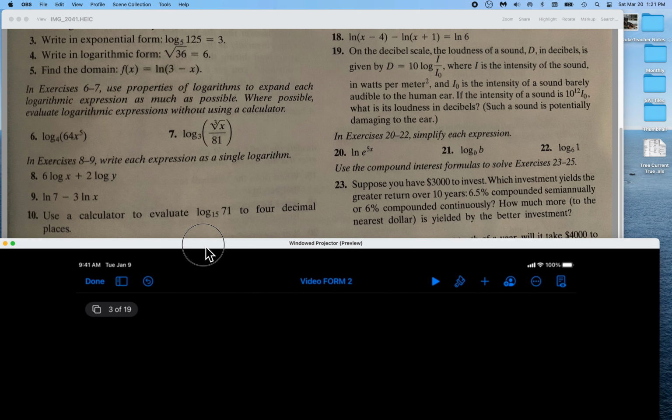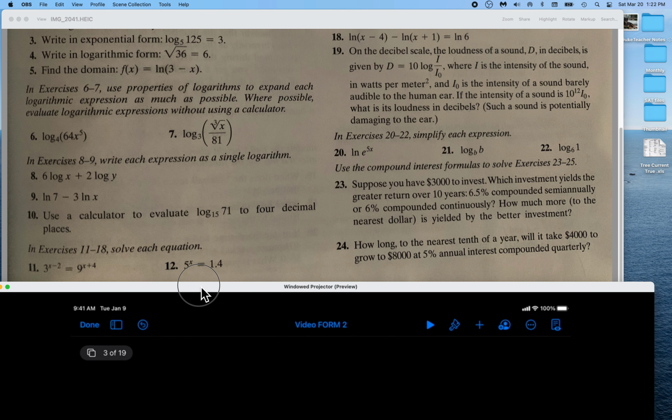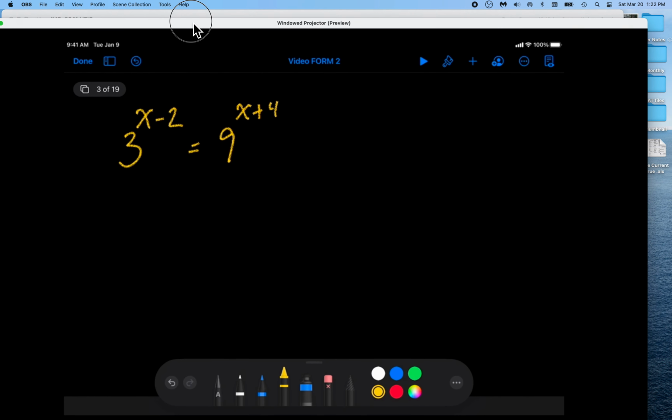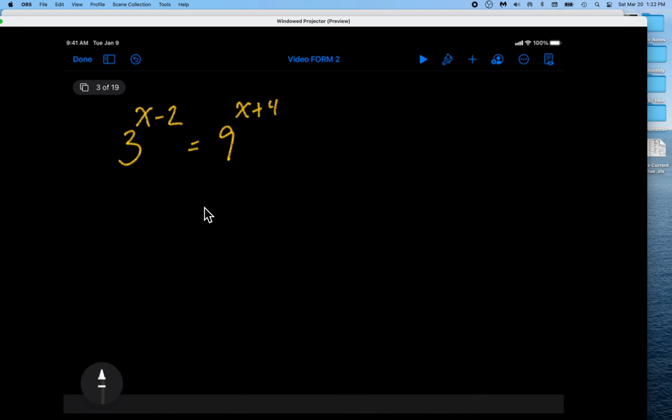Next one. Where are we? Okay, we're down here. Okay, number 11. We have 3 to the x minus 2 equals 9 to the x plus 4. Whenever I see 3's and 9's, I know that 3 is going to be the star of this movie. I know that somewhere along the line, we're going to be converting 9 into 3 squared. So let's do that right off the bat.